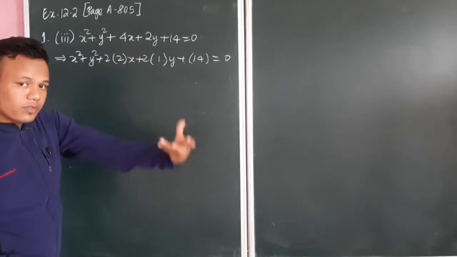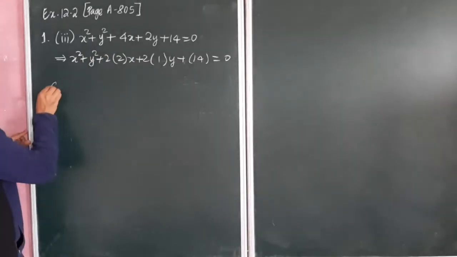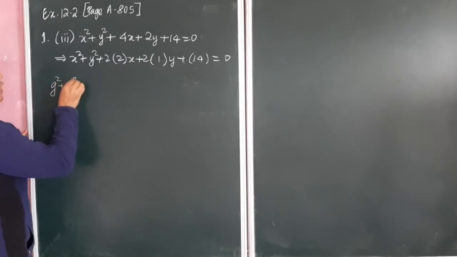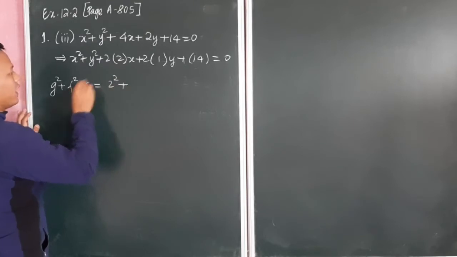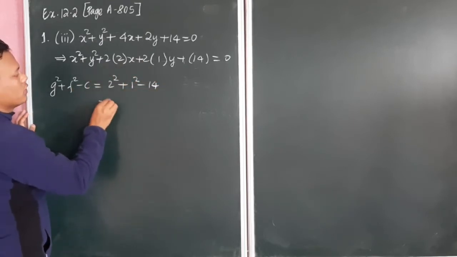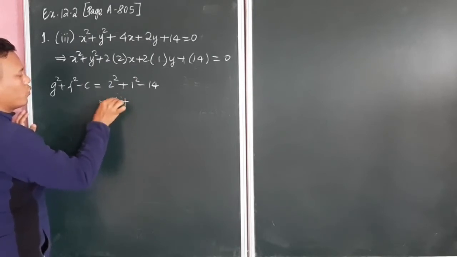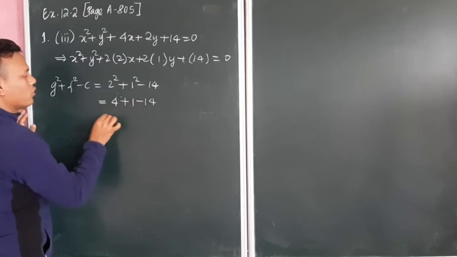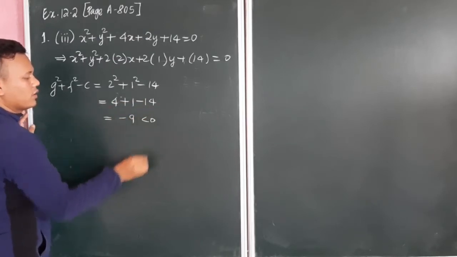right? But we need to first find what is g squared plus f squared minus c. Okay, so let's see what is g squared plus f squared minus c. So g is 2 squared plus f is 1 squared minus c is 14, right? So this is 4 plus 1 minus 14. So how much is this? This turns out to be minus 9, isn't it? Which is a negative, isn't it?